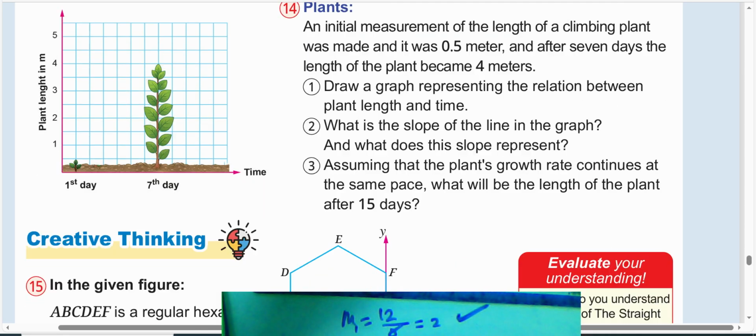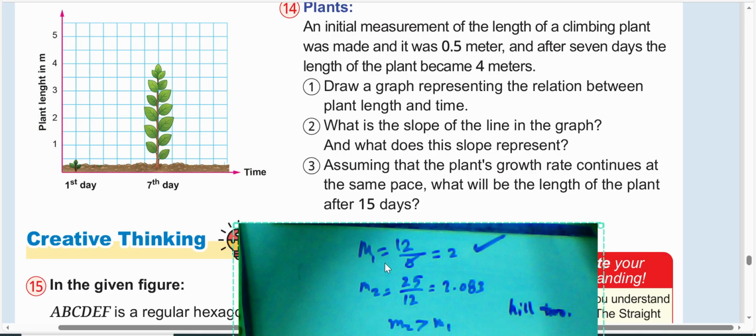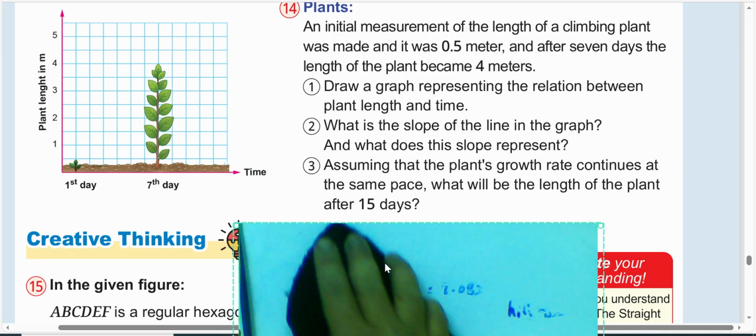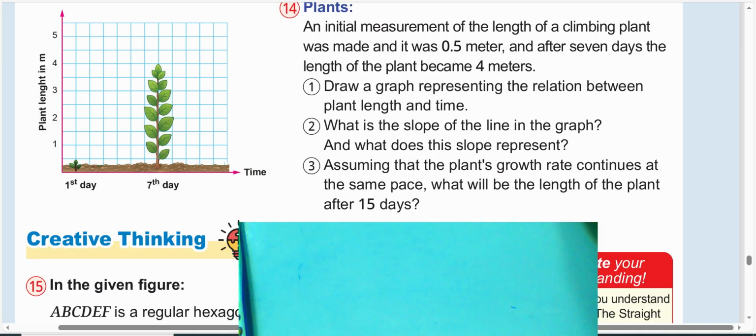Next question, number 14, Plants. Measurement of the length of a climbing plant was made and was half a meter, and after 7 days the length of the plant became 4 meters. Draw a graph representing the relation between plant length and time.